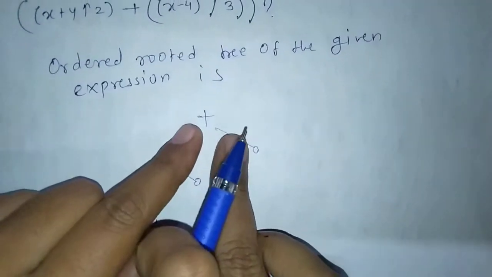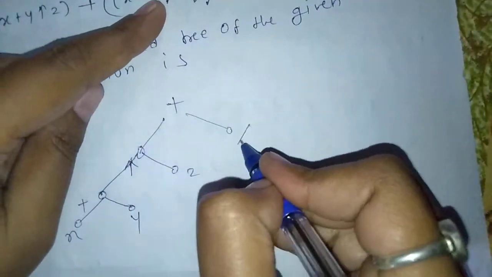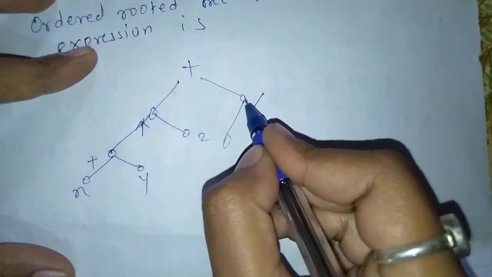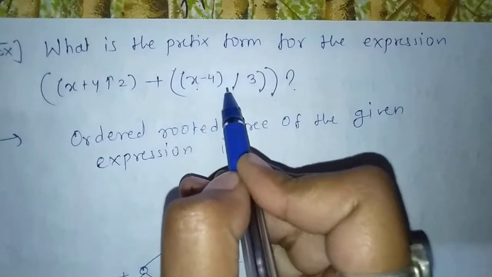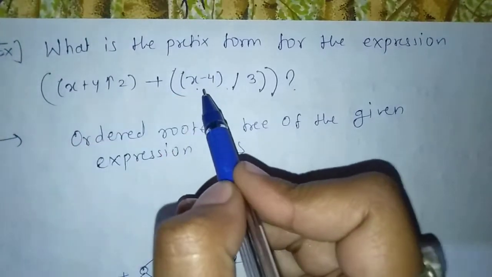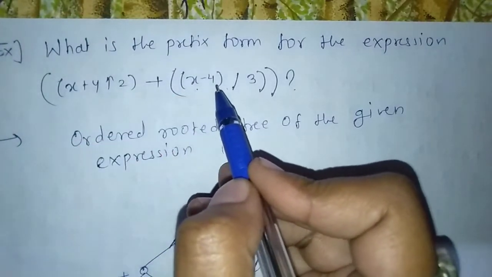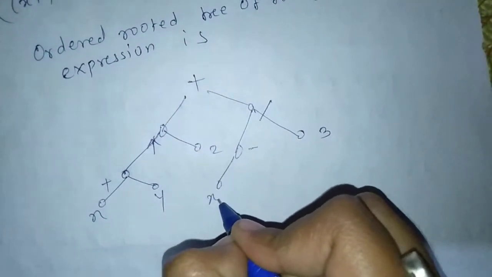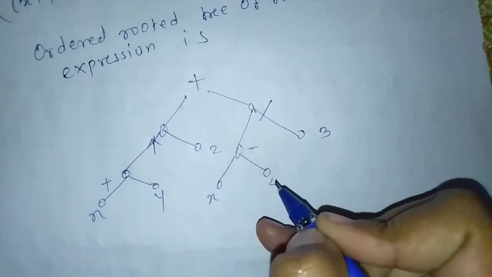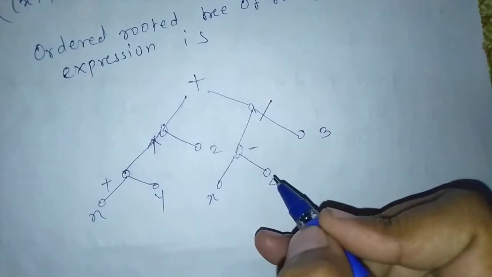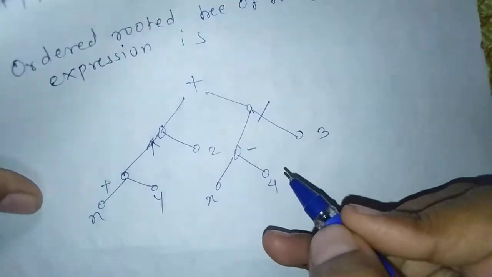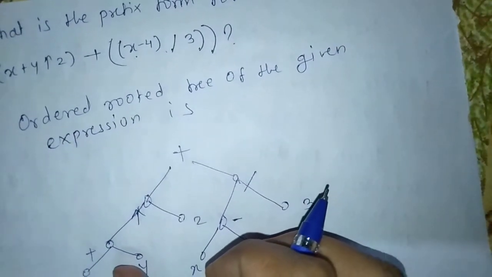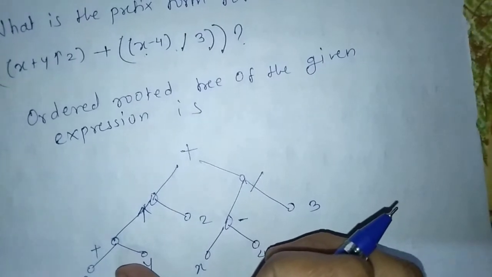So next is division. Now division is in between x minus 4 and 3, where x and 4 are nothing but two numbers. Here x is a variable, so x has some number and 4 is another number. So subtraction, and x is here and 4 is here. So this is nothing but the ordered rooted tree of the given expression. Now to find the prefix form, we first have to find the ordered rooted tree. Here one process is already done.